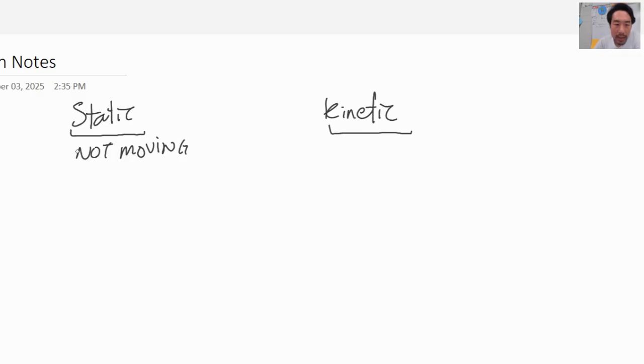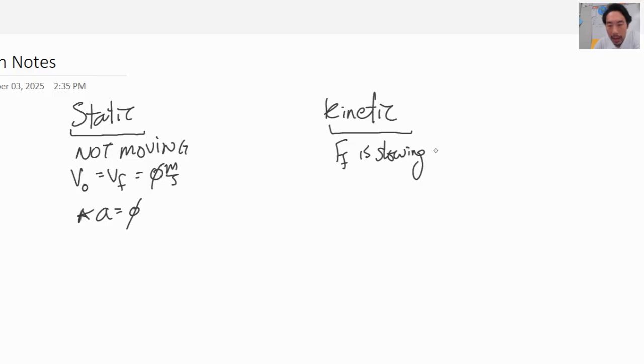Usually with static friction, because it's not moving, your velocity initial and your velocity final are going to be 0 meters per second, and therefore your acceleration is going to be zero. This is actually key. Kinetic friction, however, just means that the force of friction is slowing down the object. We'll go over the conceptual ideas as to why both of those happen.